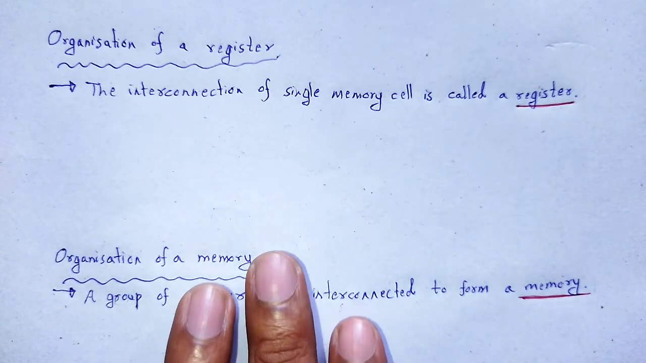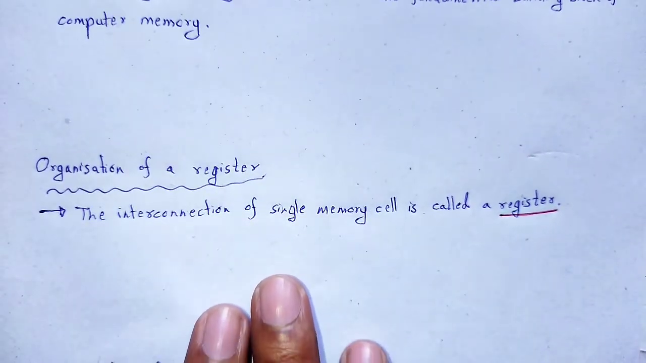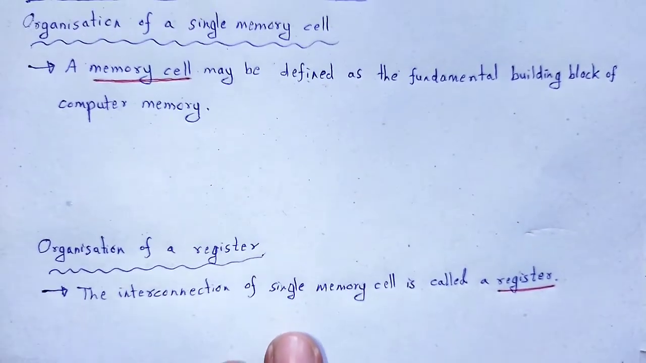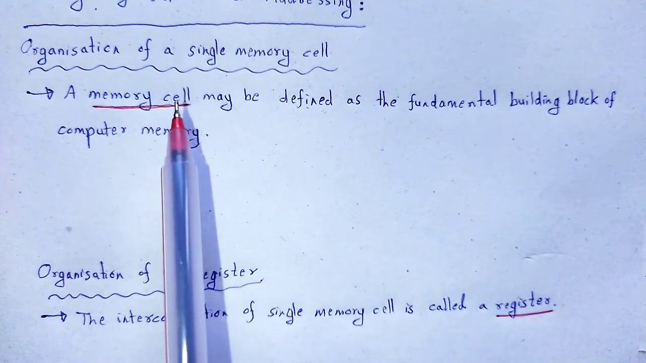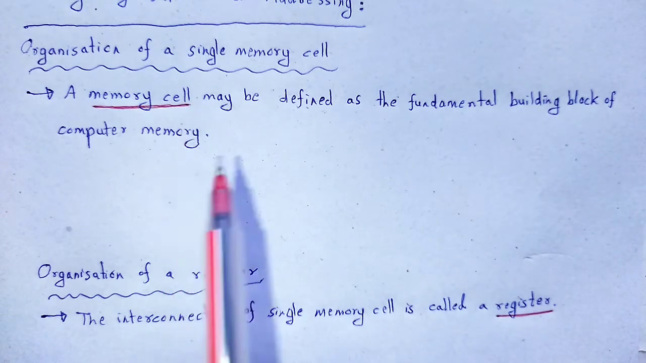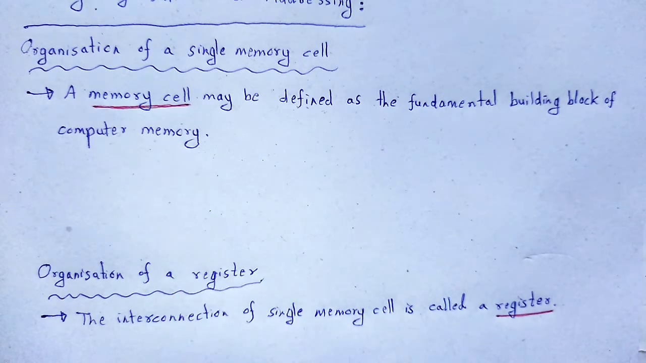Let us understand how computer memory is organized. First we understand the memory cell, which is the building block of computer memory. It is an electronic circuit to store one bit of binary information. It is the basic unit for storing single bit information, and these cells are called binary cells.